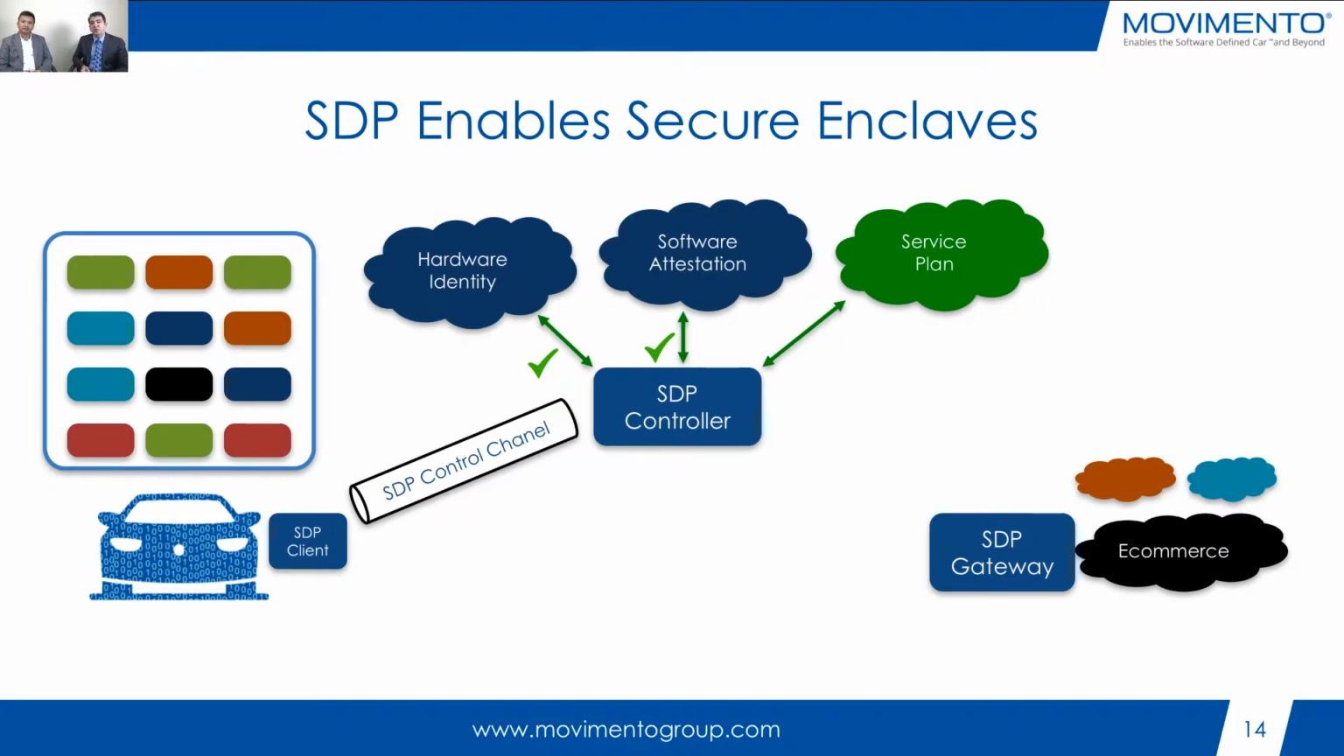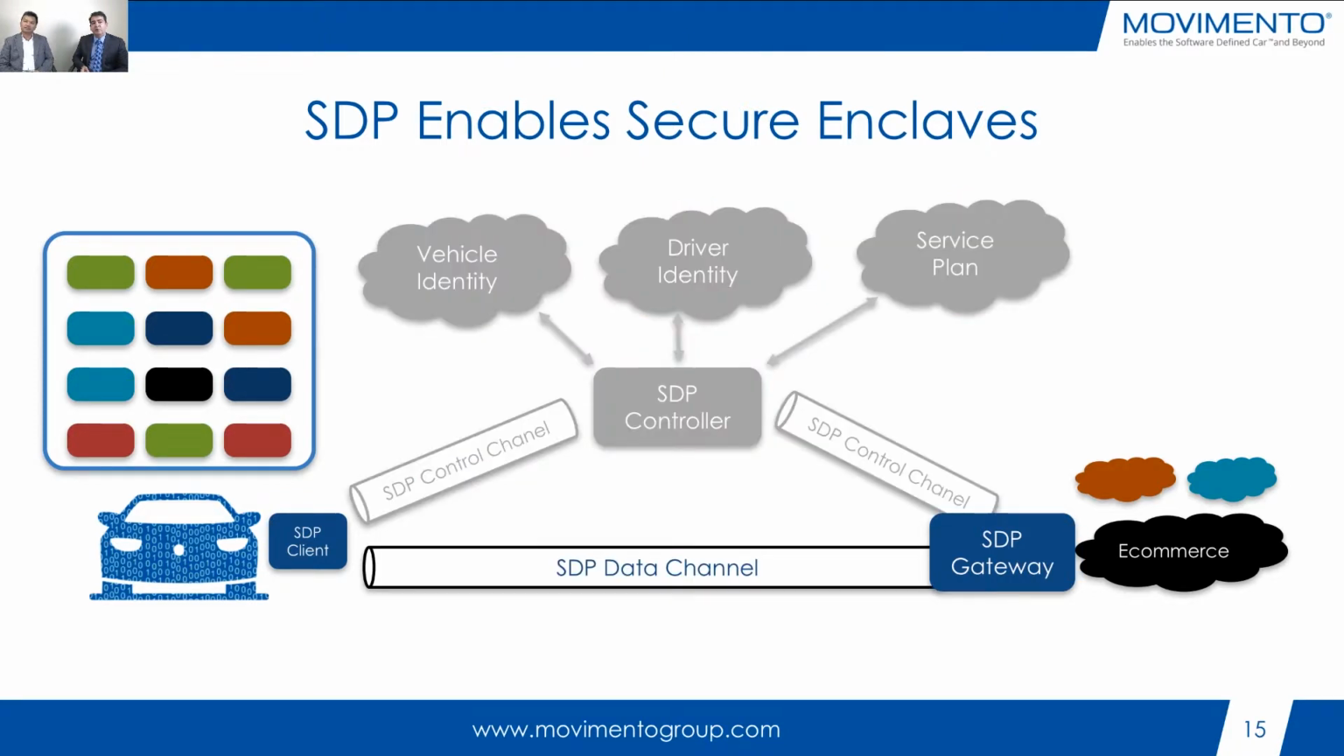Once the hardware identity has been verified and the software's been checked, we go to the next step, which is to look at the service plan. What has the user, the driver, purchased, and what packages has the OEM turned on? Then we look at those entitlements, and we set up a secure data channel from the SDP client to the SDP gateway for the processes.